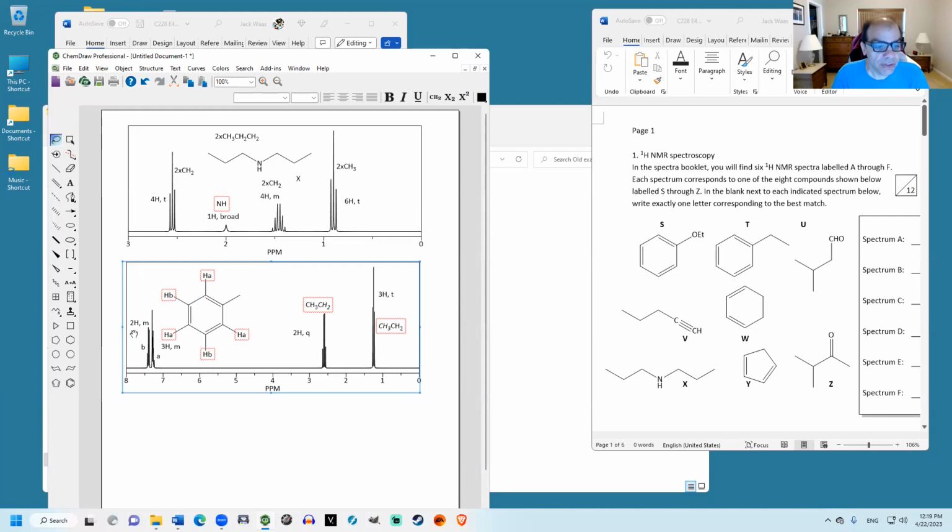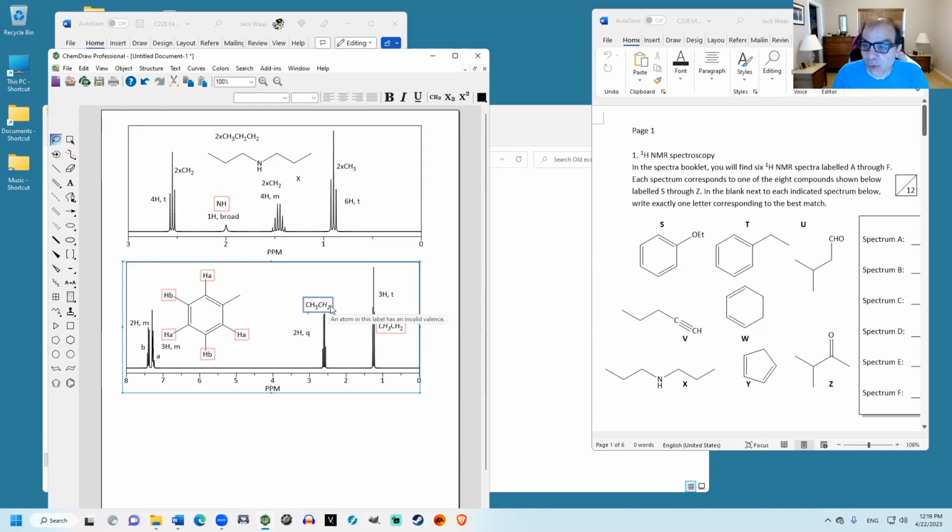So all we have left to do is connect these pieces. We've got an ethyl group and we've got a monosubstituted benzene ring. That leaves two possibilities, compound S and compound T. So how do you know which it is? Well, the way you know is by the chemical shift of the CH2 group that's in the ethyl group.